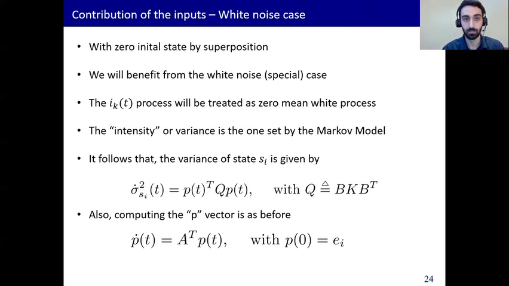As for the contribution of the inputs, we set the initial state to 0 by superposition, and we'll benefit from a special case where we consider the process Ik of t to be a zero mean white noise process whose intensity or variance is the one set by the Markov model we saw earlier. It follows that the variance of state Si due to the contribution of white noise inputs is given by P transpose QP, where Q is some predefined matrix. And the vector P is the output of the same ODE we saw on the last slide.